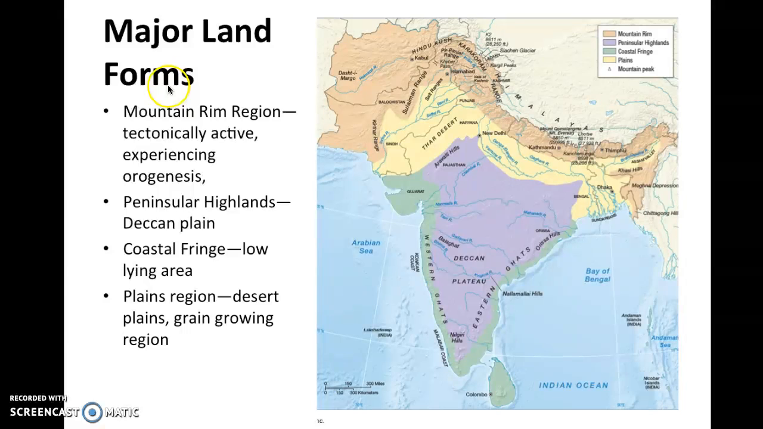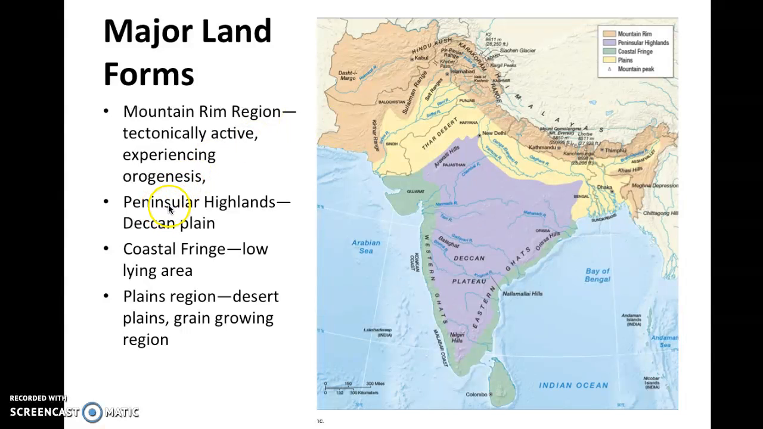Major landforms. So you have the mountain rim region, tectonically active, experiencing orogenesis. That's this region all along here, along the Himalayas, the Hindu Kush, which are the passes, the Khyber Pass going into Afghanistan, and all the way down around here.